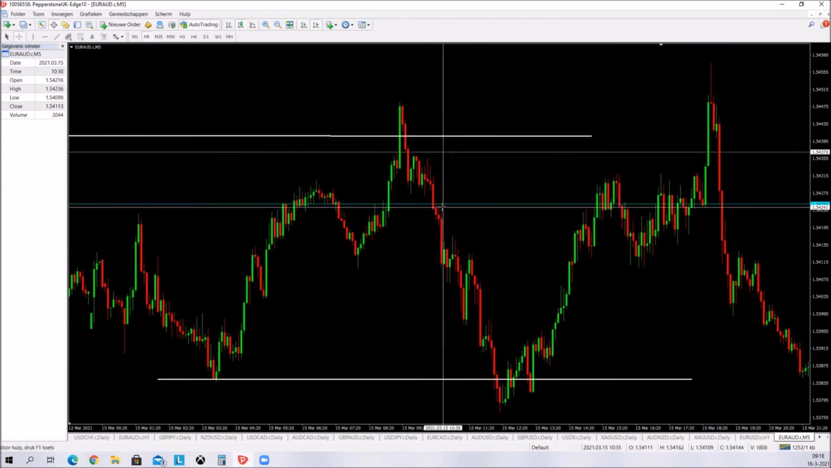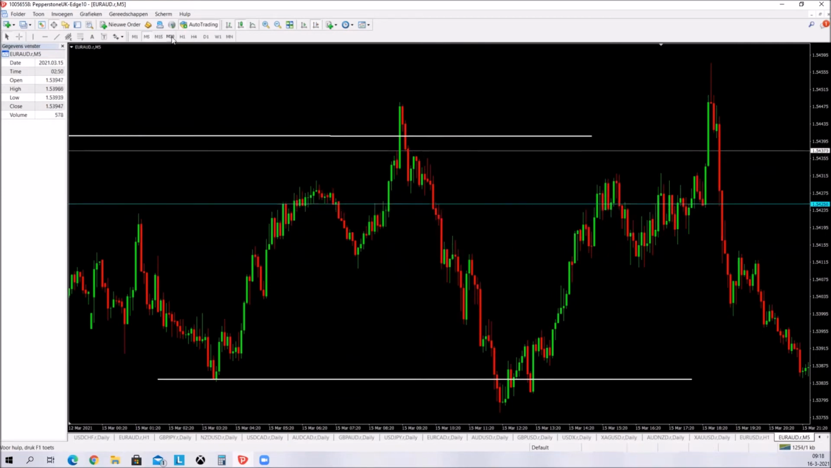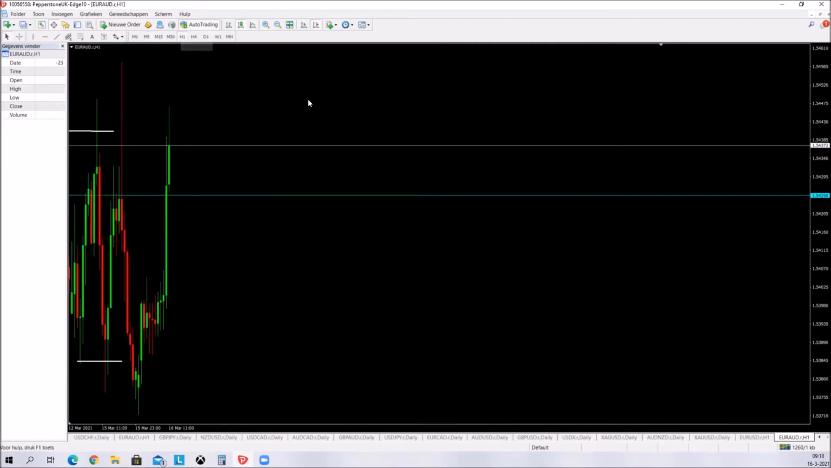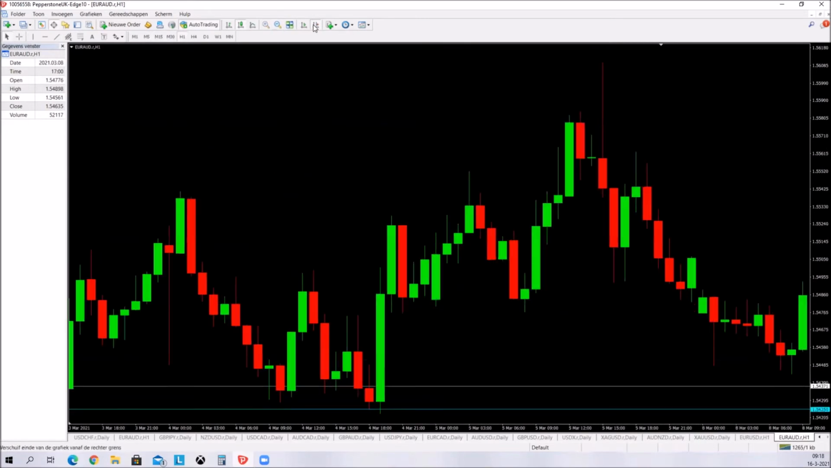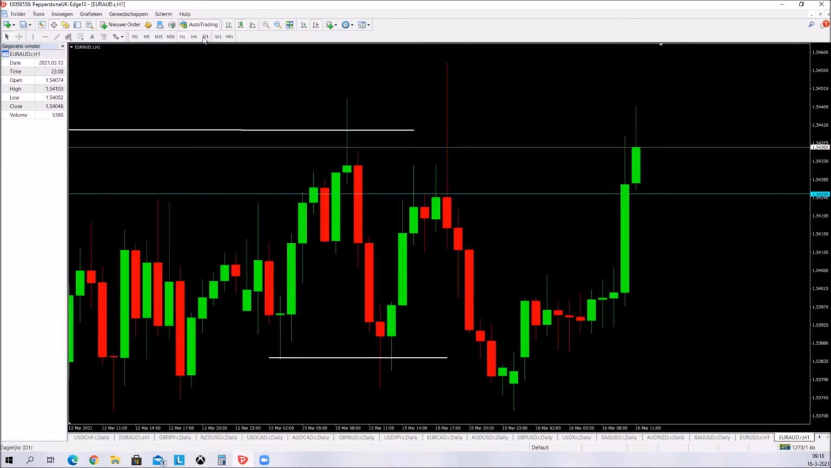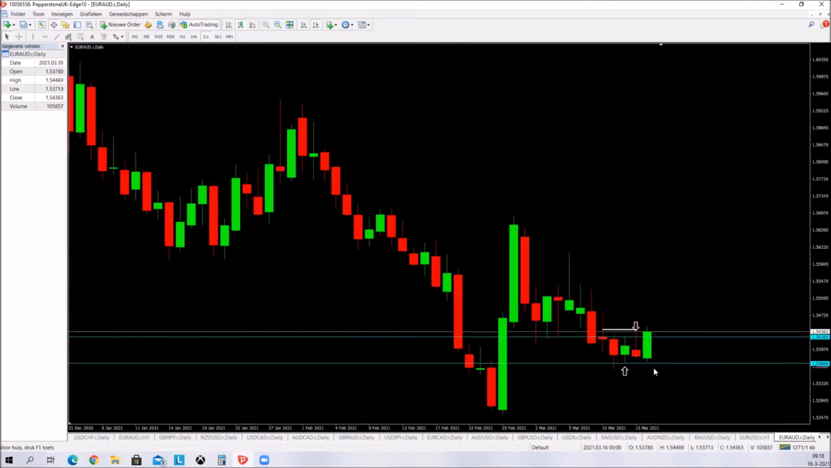Well, a very, very small one, but you had to be quick. So this is what I look for, inside days. And then what I look for is what happens once one of the sides of the inside days gets broken, and preferably I want to see multiple highs getting broken, rejected, and then I want to trade that direction. So that's one of the candlesticks I use.